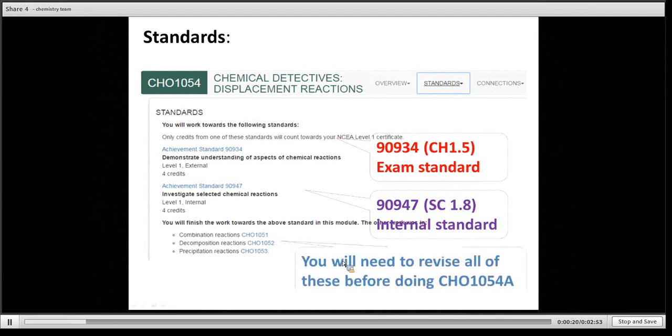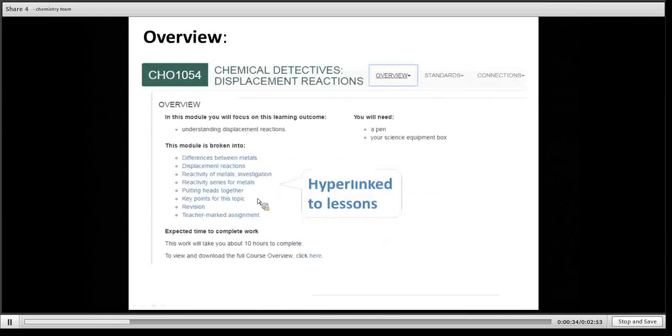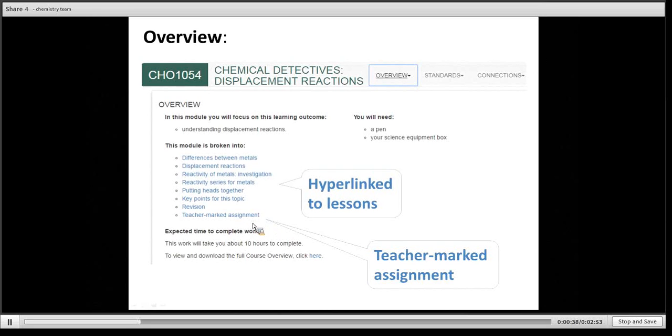So you must revise all four modules before you attempt the teacher marked assignment CHO1054A, and you will find this information under the standards tab. The overview will give you the hyperlinks to each lesson in this module. The teacher marked assignment is at the end. That is what we as teachers want to see and we'll give you feedback on before we give you any internal. And you should have the science equipment box for the practical work in the standard.